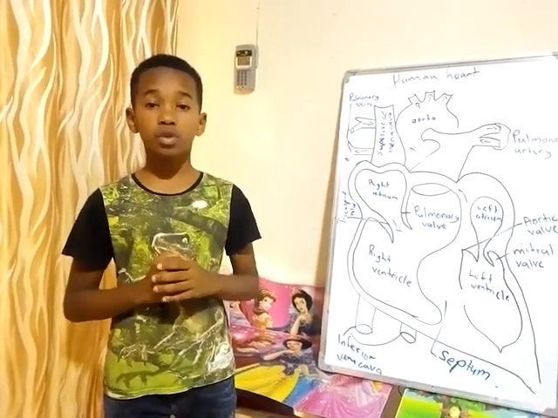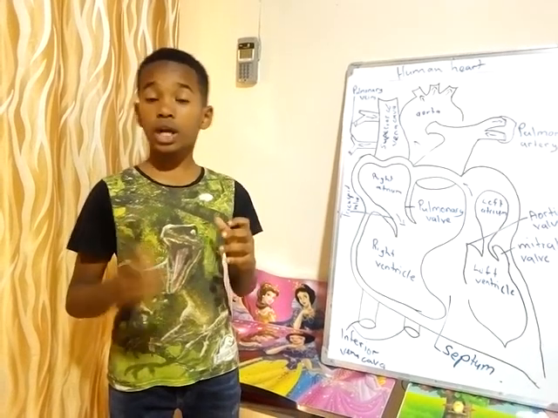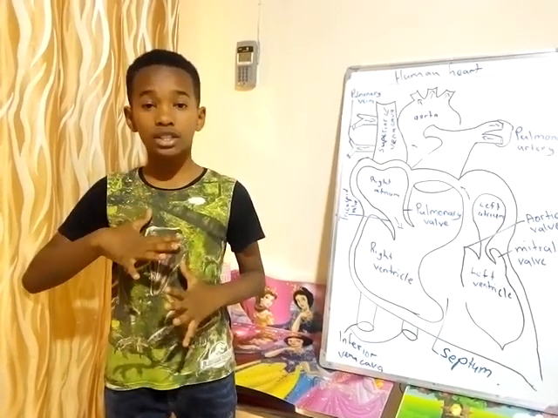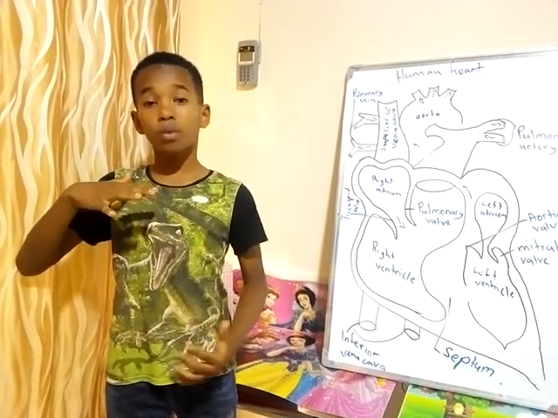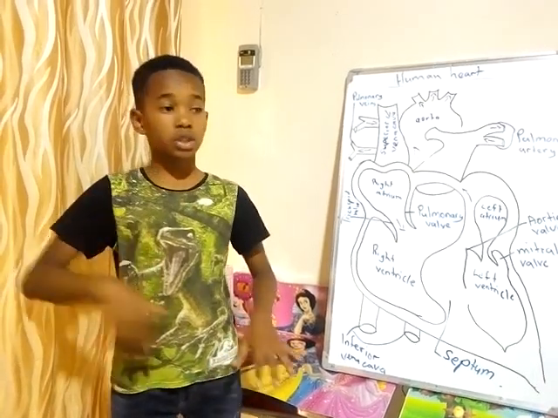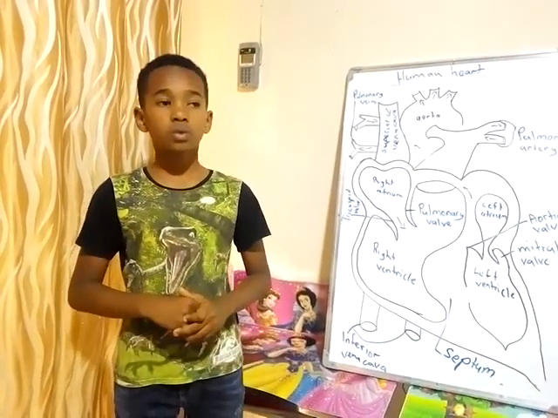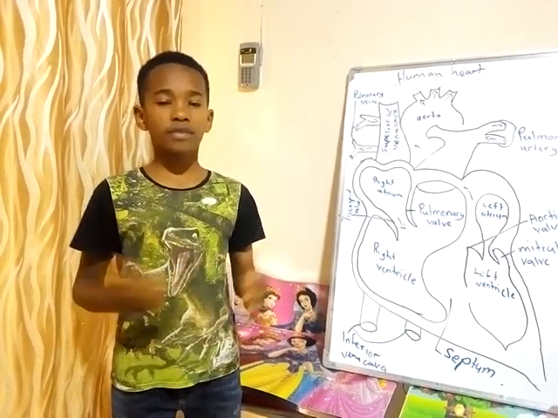So let me tell you the use of the valves. When the blood tries to reverse, these will close, and the blood will bump and go back to the respective places.